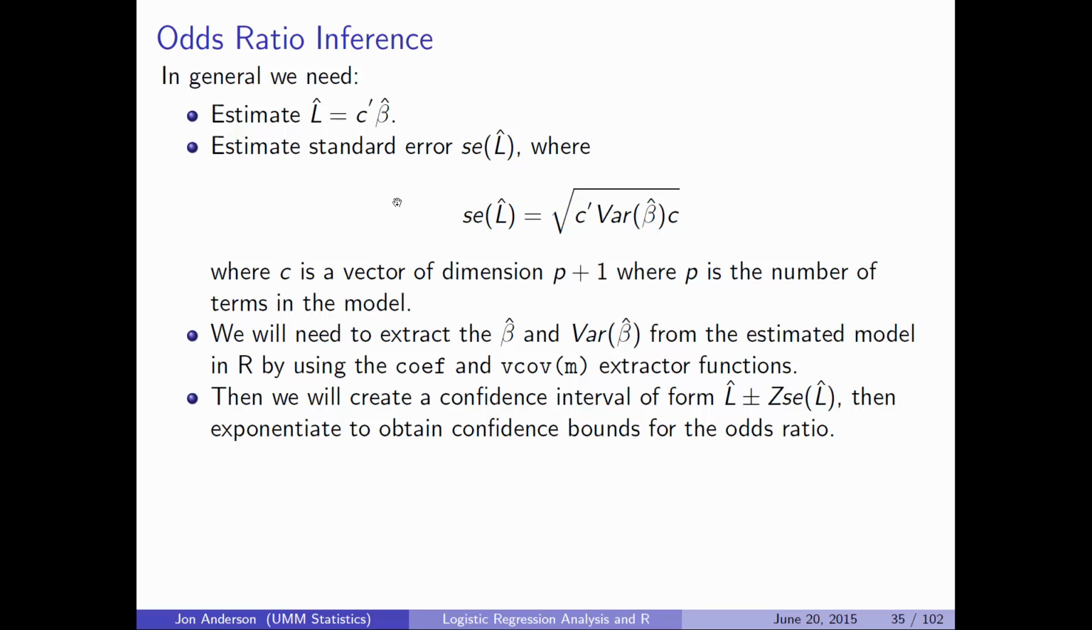And then we need to be able to extract the estimated pieces from C times beta hat. We need to get the variance from the V-cove matrix, and then we need to make our confidence interval for L using L hat plus or minus some multiplier times the standard error of L hat. And then in order to get an odds ratio confidence interval, we need to just exponentiate this linear combination confidence interval, and we'll be then getting confidence bounds for the odds ratio.